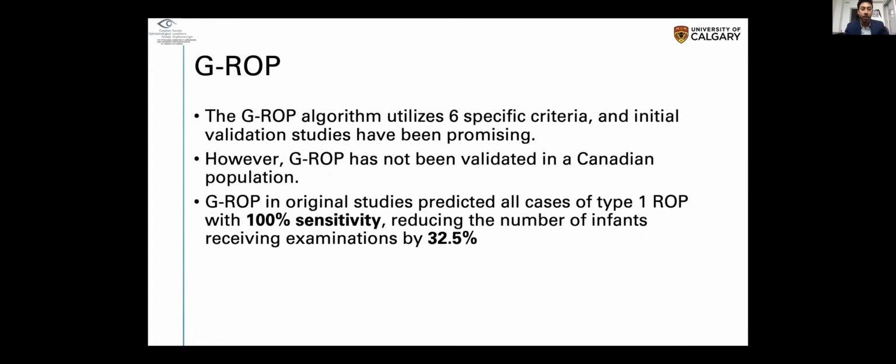The GROP algorithm utilizes 6 specific criteria, and initial validation studies have been promising. However, GROP has not been validated in a Canadian population. GROP in the original studies predicted all cases of type 1 ROP requiring treatment with 100% sensitivity, and reduced the number of infants receiving examinations by 1/3.